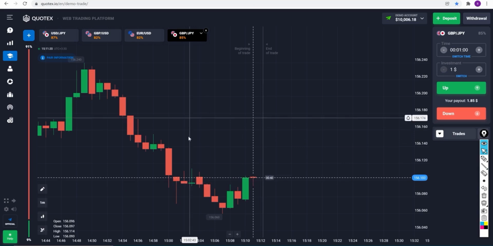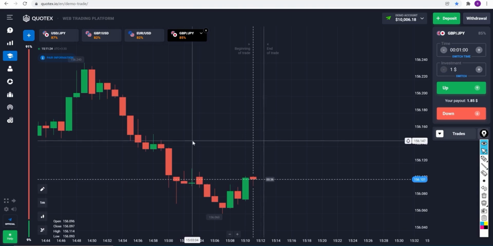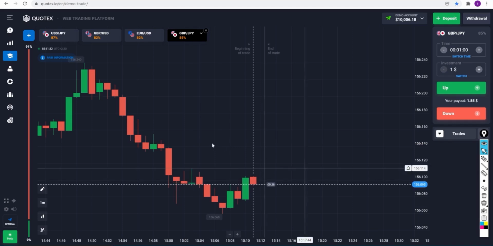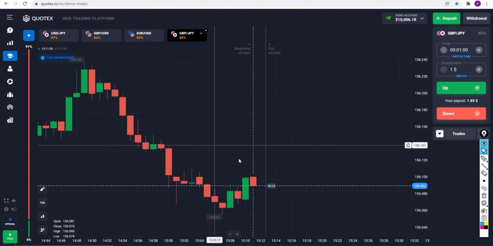As you saw here, we executed a successful trade based on an SNR level, even without drawing a line, just by using the price bar. Now, let's move forward and see what happens next and how we can find another good signal.